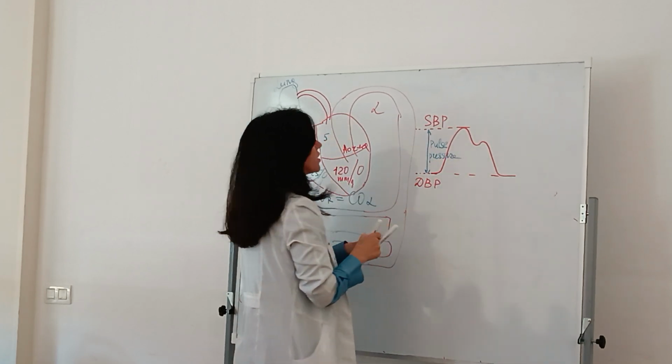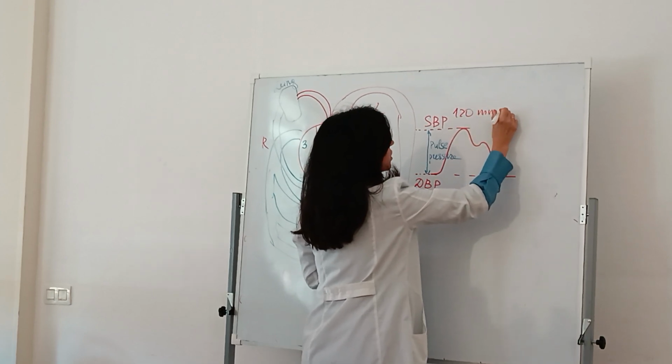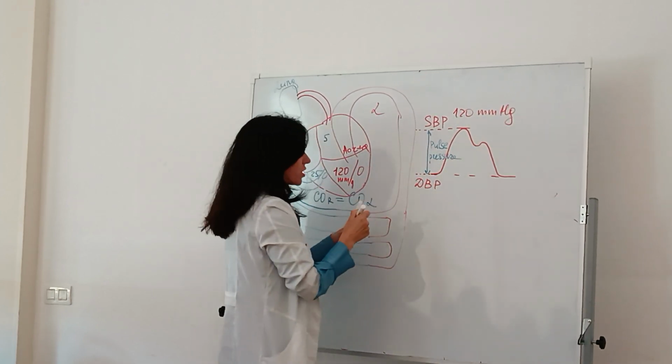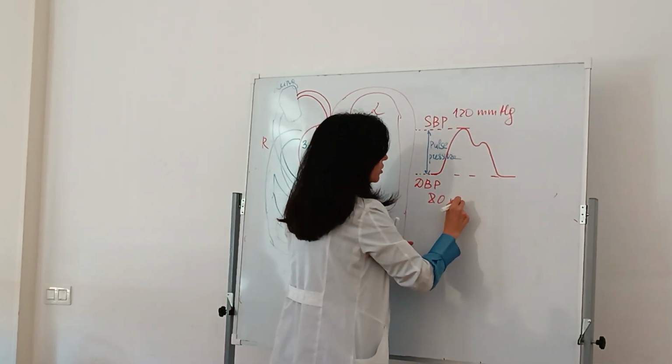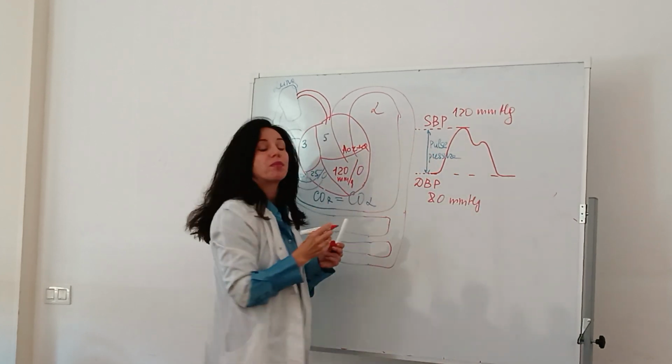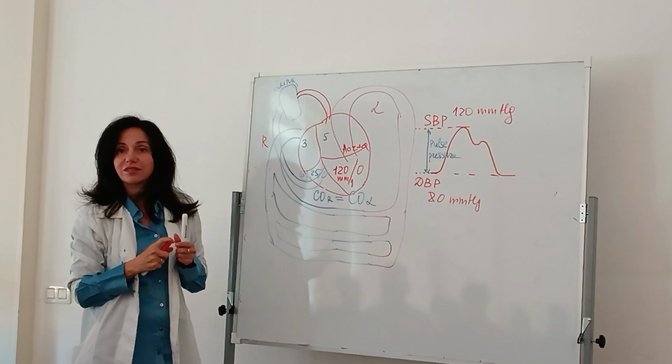For example, your systolic blood pressure is 120 millimeter Hg, diastolic blood pressure 80 millimeter Hg. What will be the pulse pressure? How many millimeter Hg? 40.